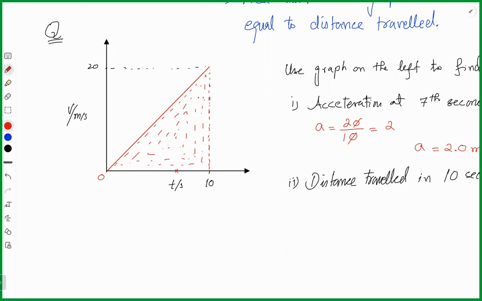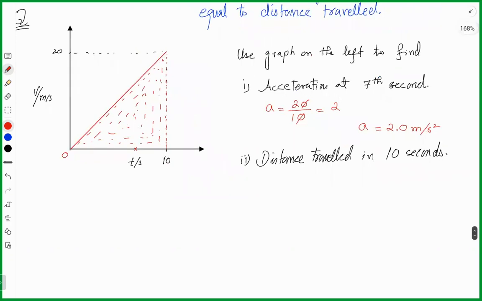If you just look at the shaded region, you will find it is like a triangle. And what is the area of a triangle? Half base times height. So in this case, I will not say it is area, I will say distance traveled equals half times base times height. So it will be 100 meters.